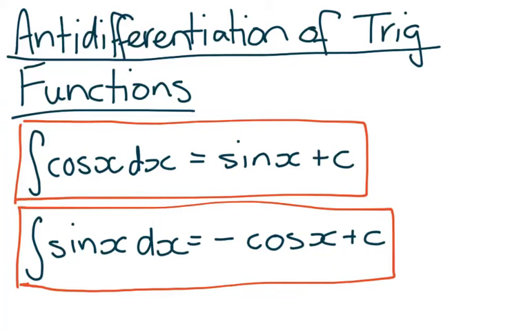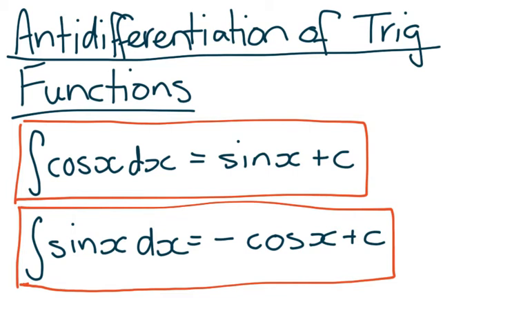This video is on antidifferentiation of trigonometric functions. So in the previous video on differentiation of trigonometric functions, you learned that when y equals sine of x, the derivative is cosine of x. And when y equals cosine of x, the derivative is negative sine of x. So knowing those two things, if we integrate cosine of x, we end up with sine of x add c.